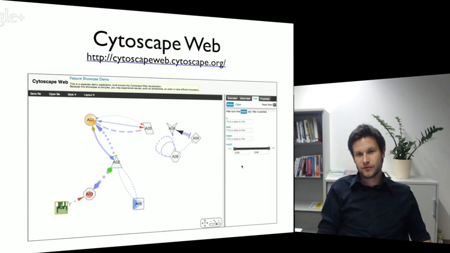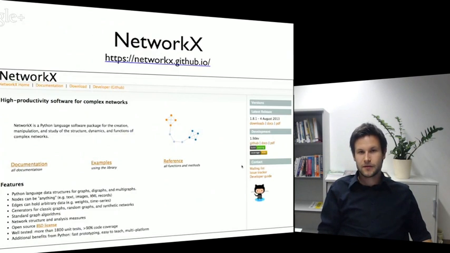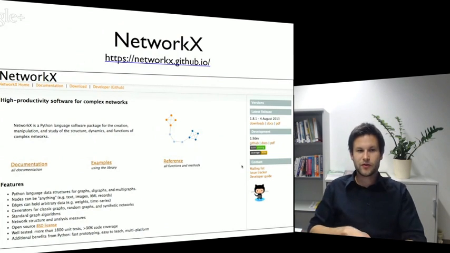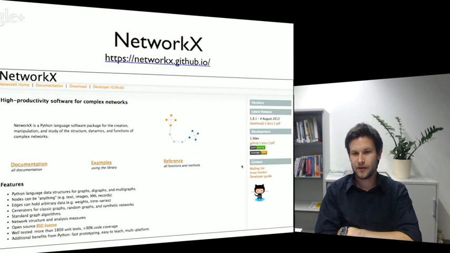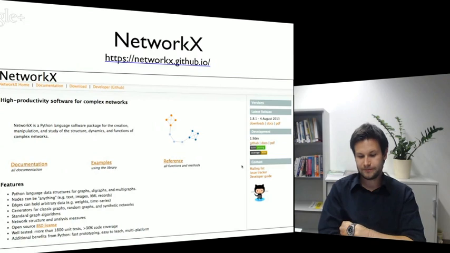There's also a web version, which is JavaScript based. It's also really nice. If you have some graphs to visualize, please try it out. And just for the sake of completeness, there's also a Python library called NetworkX, an interactive Python visualization that works in your browser.